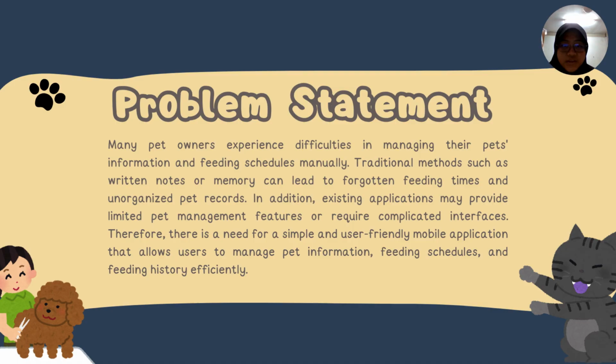These traditional methods, such as written notes or memory, can lead to forgotten feeding times and unorganized pet records. In addition, existing applications may provide limited pet management features or require a complicated interface. Therefore, there is a need for a simple and user-friendly mobile application that allows users to manage pet information, feeding schedules, and feeding history efficiently.